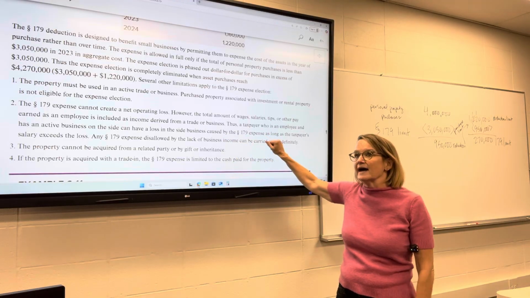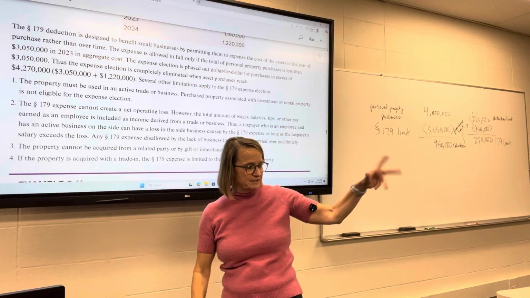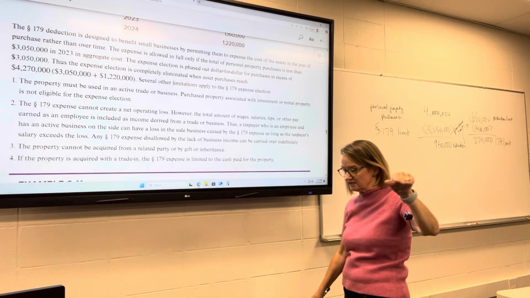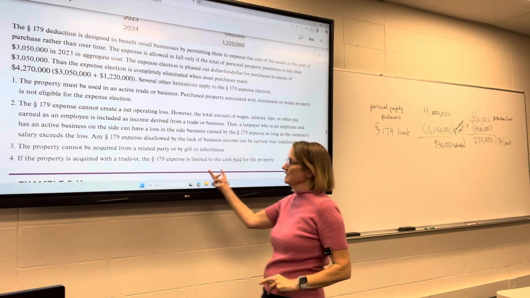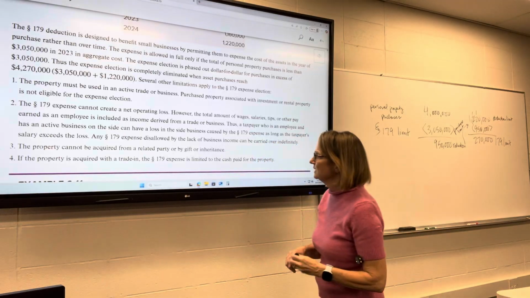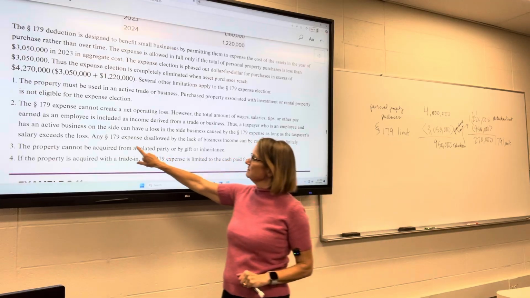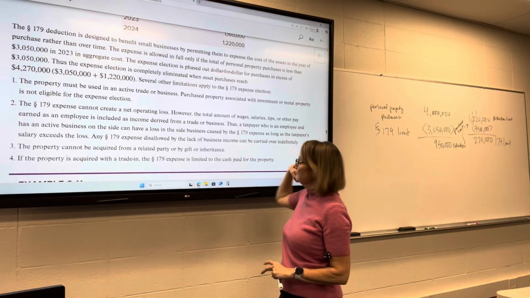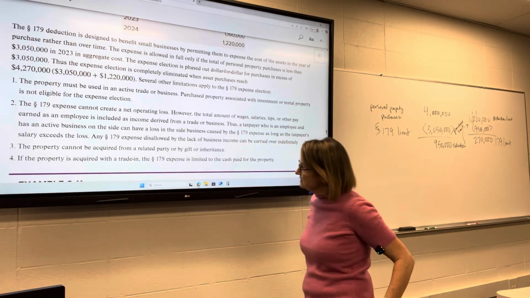I'm getting ahead of myself. Maybe on Thursday, I want to have some time to look at the tax return problem that you're going to have for chapter 6, because some of what they talk about here is integrated into that tax return problem, and it can be a little bit tricky. So any of that 179 expense that is disallowed by the lack of business income can be carried forward forever. So it can absorb future business income.